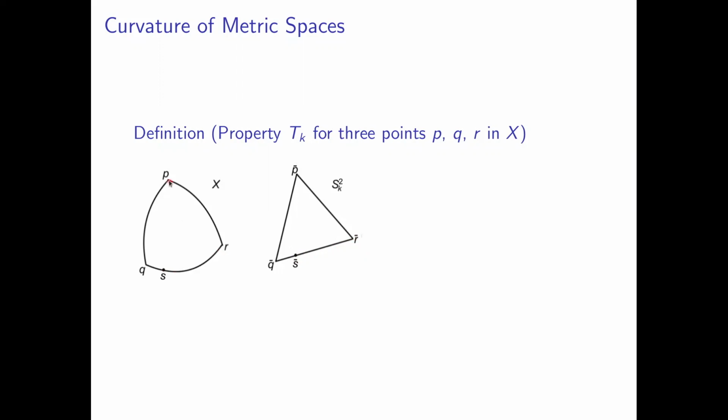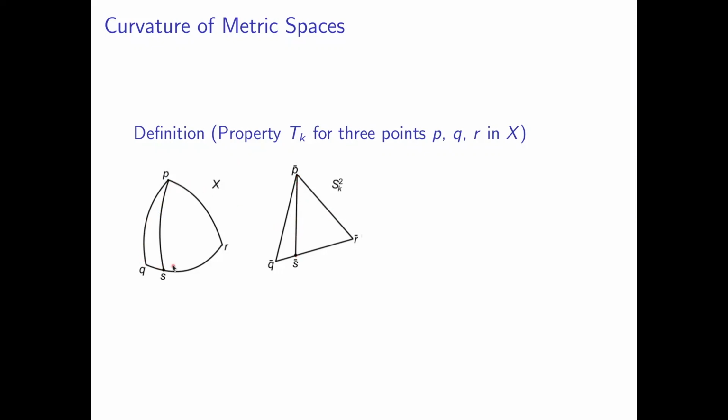And now what you want to look at is the distance from P to S, and you want to compare it with the distance from P bar to S bar. So here I'm drawing. Suppose this is a shortest curve, a geodesic. So the distance is the length of this curve. And then you look at this distance. And what this property says is that this property holds if the distance from P to S is greater than or equal to the distance from P bar to S bar.